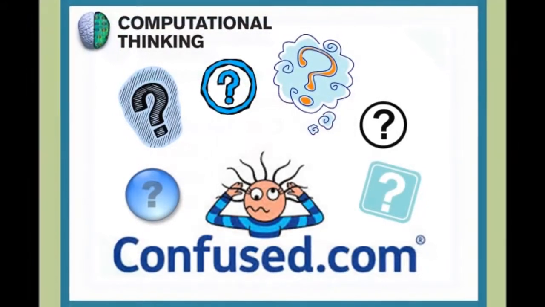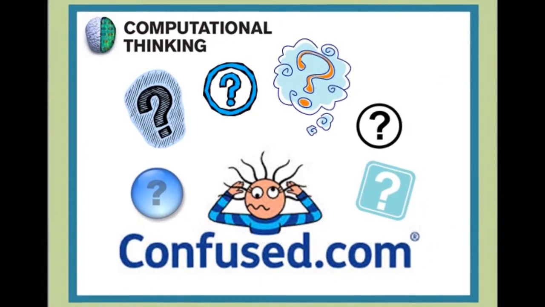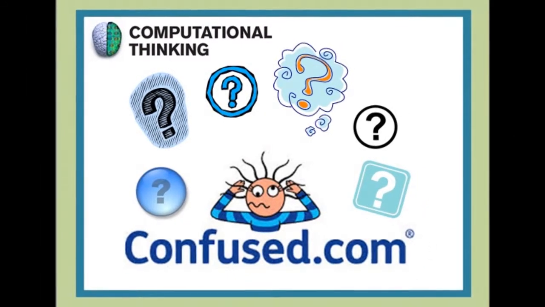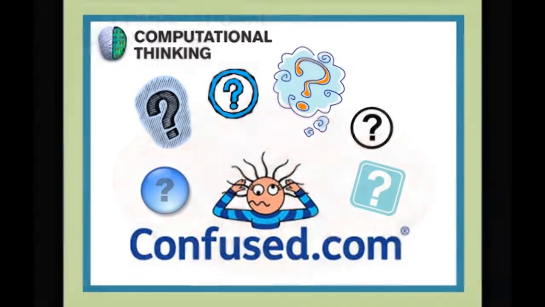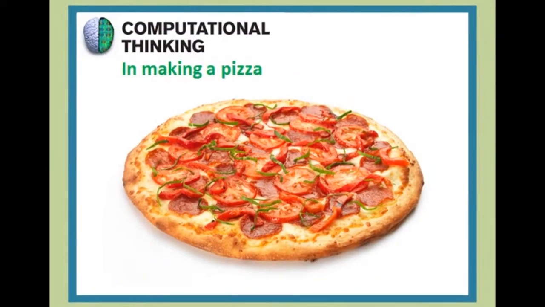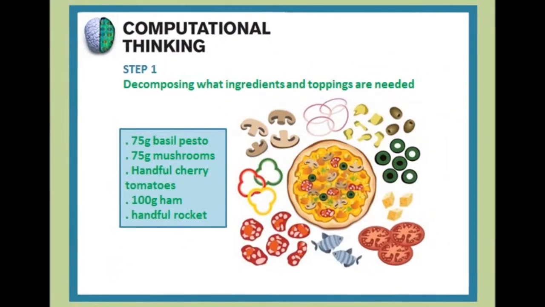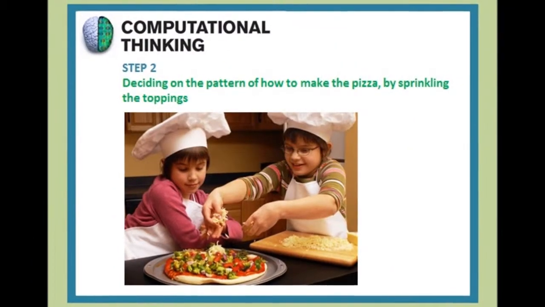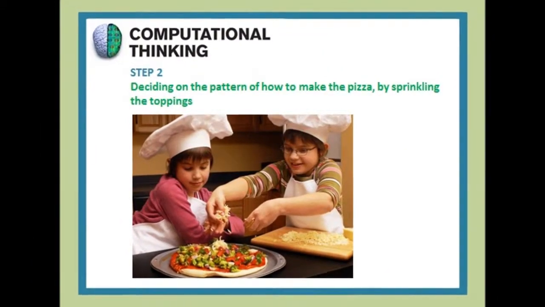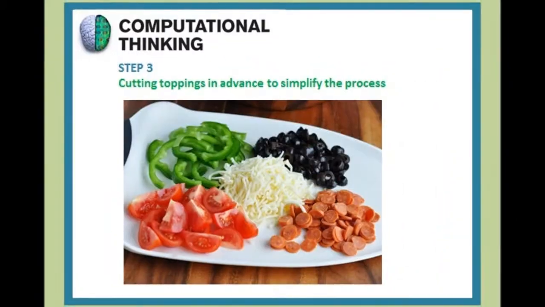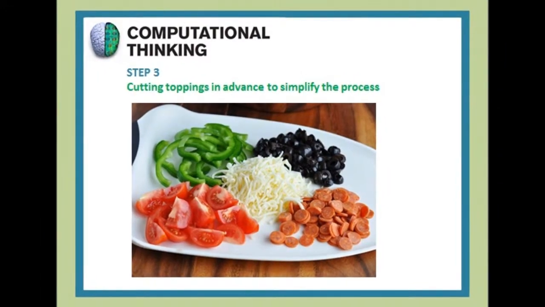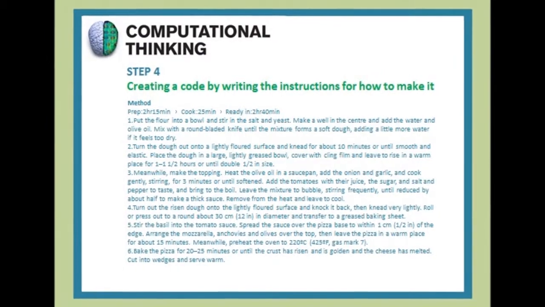Though these terms may sound complicated and specific to computing and programming, we can apply them to our own thinking in situations as simple as making a pizza. Here is an example of how. First, we decompose what ingredients and toppings are needed. Then, we decide on the pattern of how we want to make it. Next, we decide to cut toppings in advance to simplify the process. And finally, we create a code by writing the instructions for how to make it.